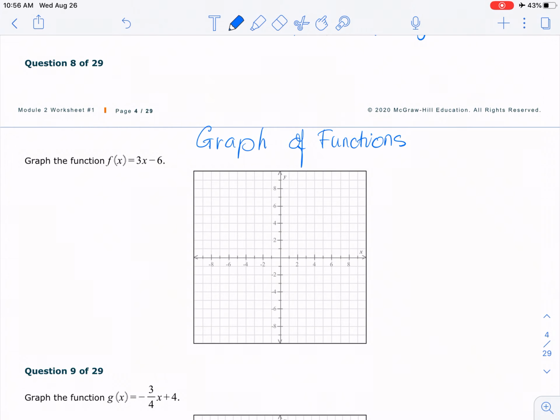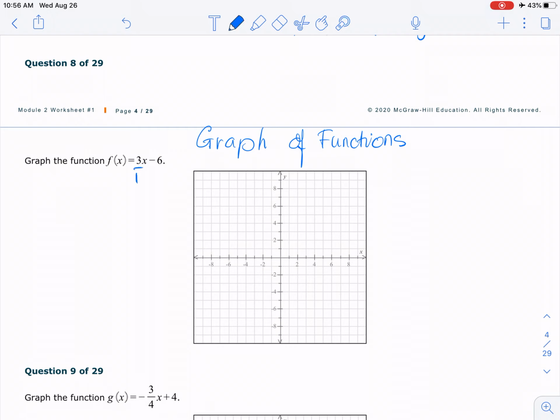So let's talk about the graph of the functions. We're going to start with the easiest graph, which is the linear function. And you know that the graph of a linear function is just a straight line. And we can just simply use the y-intercept and the slope.